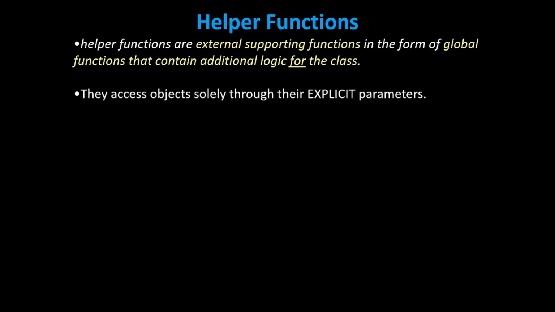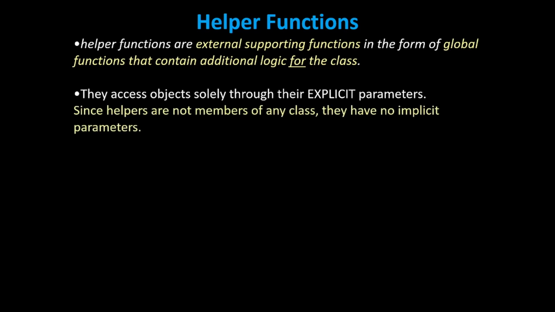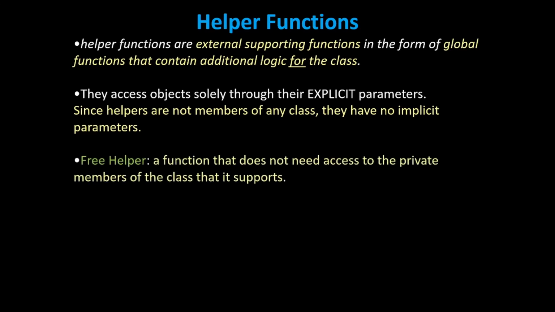They access objects solely through their explicit parameters. And when we look at an example, you'll see how this is actually done. Since helpers are not members of any class, they have no implicit parameters. And free helper. The free helper is a little bit different than your regular helper functions, but a free helper is a function that does not need access to the private members of the class that it supports. And again, this will be much more clear when we get into Visual Studio and look at some examples.